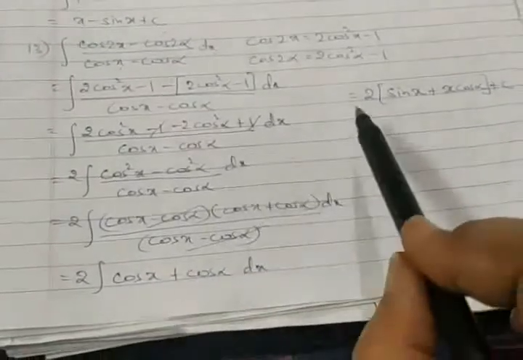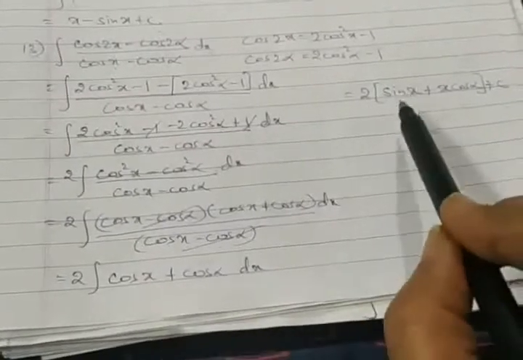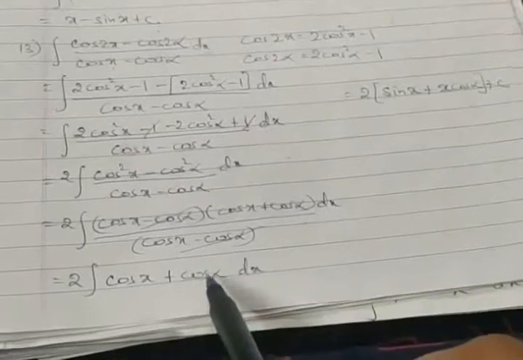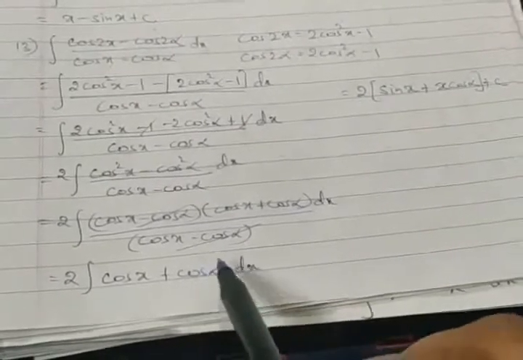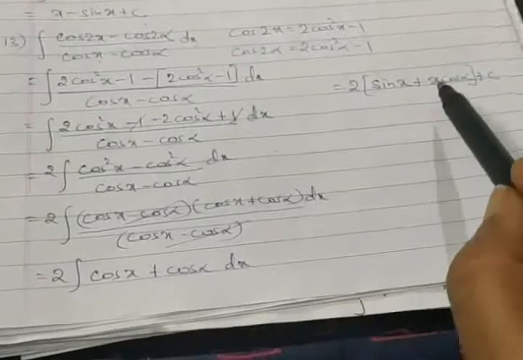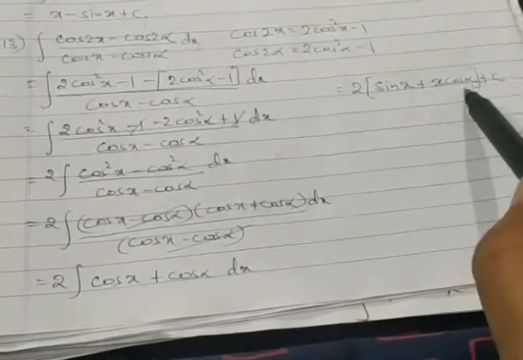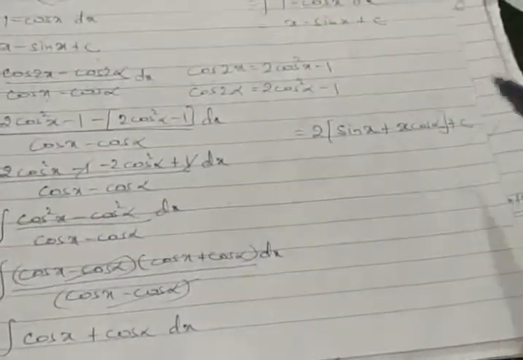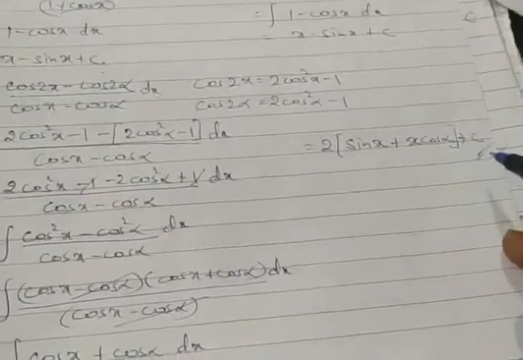Yeah. So 2 is outside. Integration of cos, we find sin x plus cos alpha kept as it is. Constant k kept as it is. Integration of 1 with respect to x is x. So we find x cos alpha plus c should be the answer. I hope it's clear.